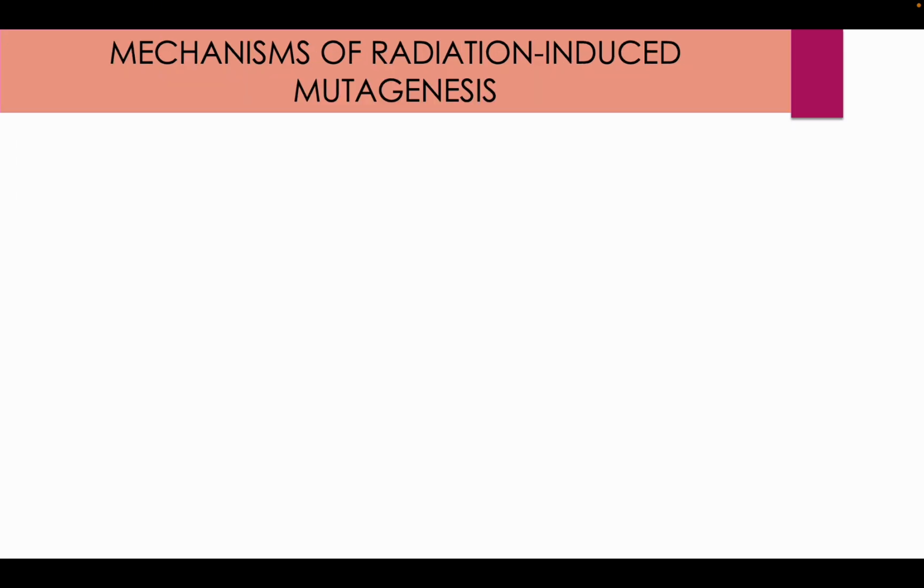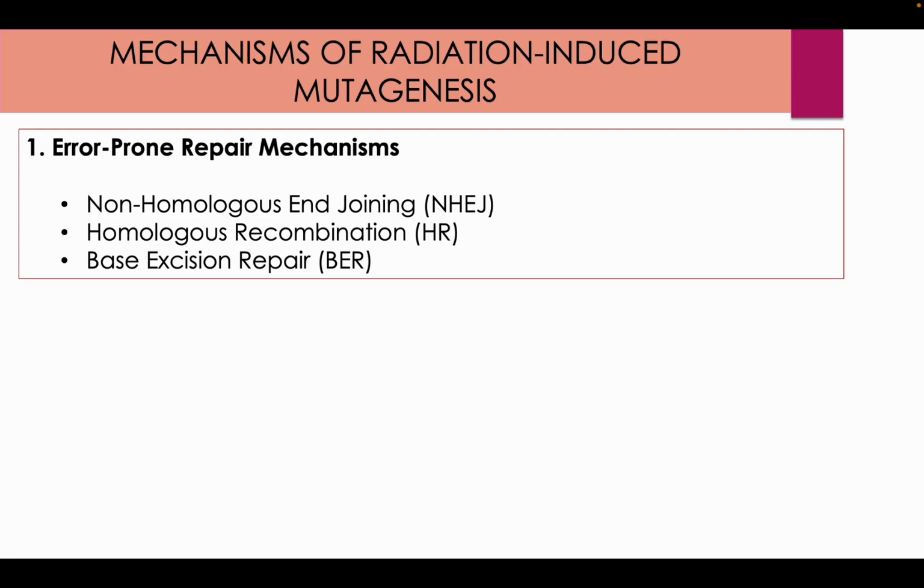Okay. Now, what are the mechanisms of radiation-induced mutagenesis? We have the error-prone repair mechanisms. Under the error-prone repair mechanisms, we have non-homologous end joining, or NHEJ. We also have homologous recombination, or HR. And we have base excision repair. So this is under the error-prone repair mechanisms.